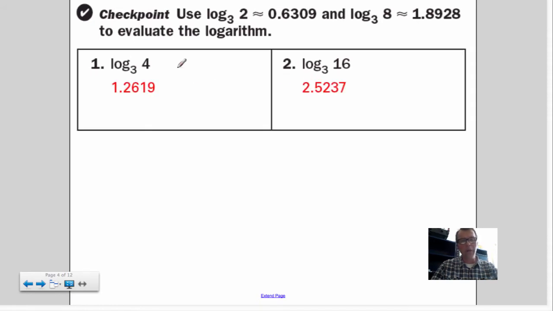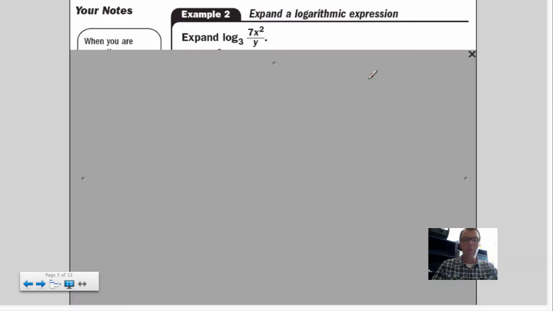So hopefully with this guy, I probably would have done either 8 divided by 4 and then 8 divided by 2 and then use the quotient property. So you would have had log of 8 minus log of 2, right? And if I subtracted 0.63 from 1.89, I should get this answer. 16, I would just multiply them. You would then add these two. All right, let's keep going.